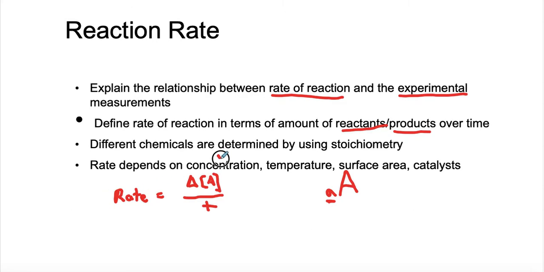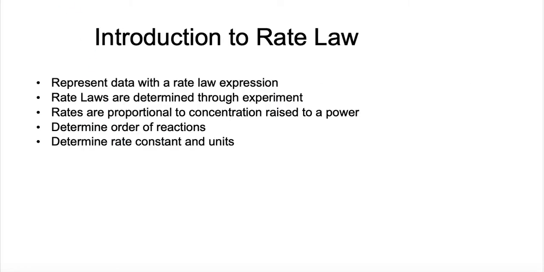So rates can be dependent on concentration. The more concentrated the reactants are, the faster the rate is. Generally, temperature increases the rate of reaction. Every 10 degrees doubles the reaction rate. Surface area will increase the reaction rate, because there is more to react if it's a solid. And a catalyst can increase the rate of reaction. So those are factors that affect the reaction rate.